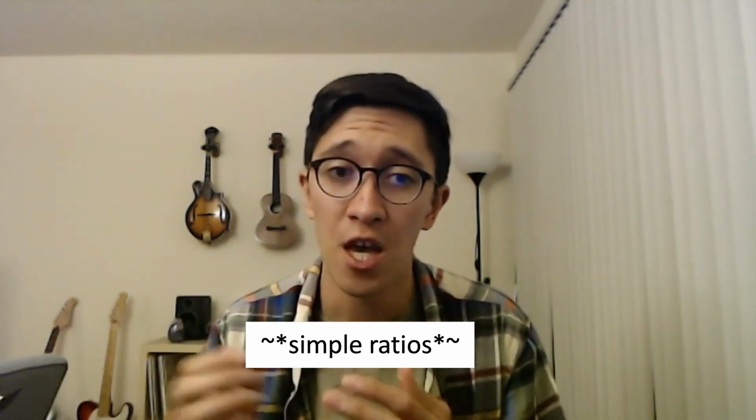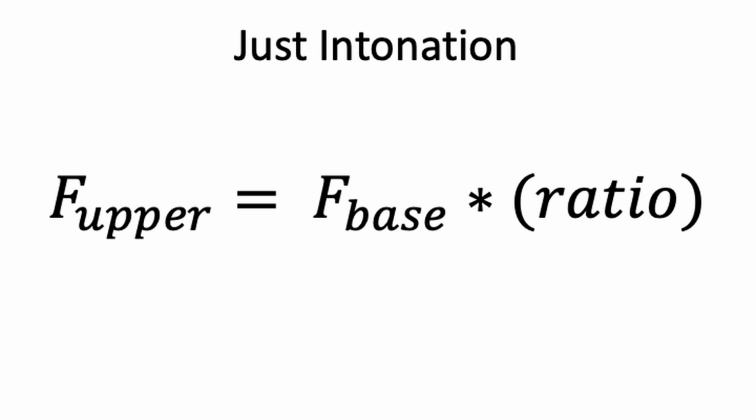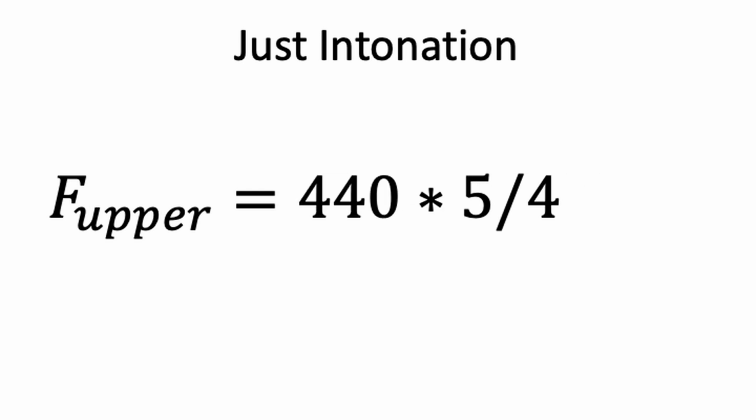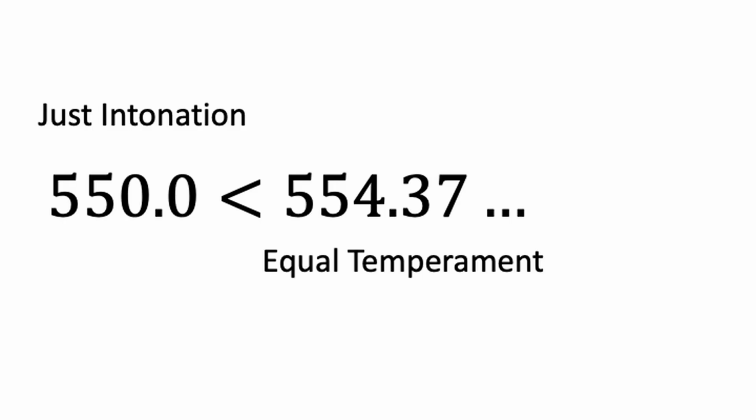Just intonation, however, is an older tuning system that relies on building intervals out of simple ratios between frequencies. This results in an interval's upper note sounding more in tune with its lower note, as the overtones of the two notes are more aligned. A major third in just intonation has a ratio of 5:4. When we apply that to our A440, we end up with a C sharp with a frequency of 550 hertz. Notice how this is a full 4.37 hertz lower than equal temperament.